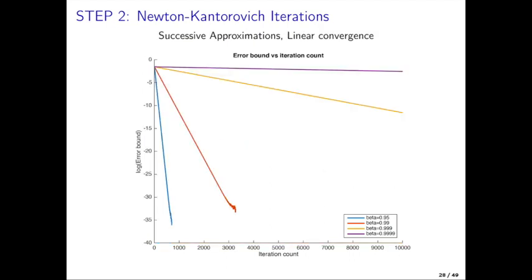If you take the log of the error bound and plot it against the iteration count, you now see the linear convergence. The log of the error bound is just linear in the iteration count, and the slope depends on how close beta is to one. Here the slope is almost zero, right? Because 1 minus beta is 0.0001, and down here the slope is bigger. So with successive approximations you have linear convergence.